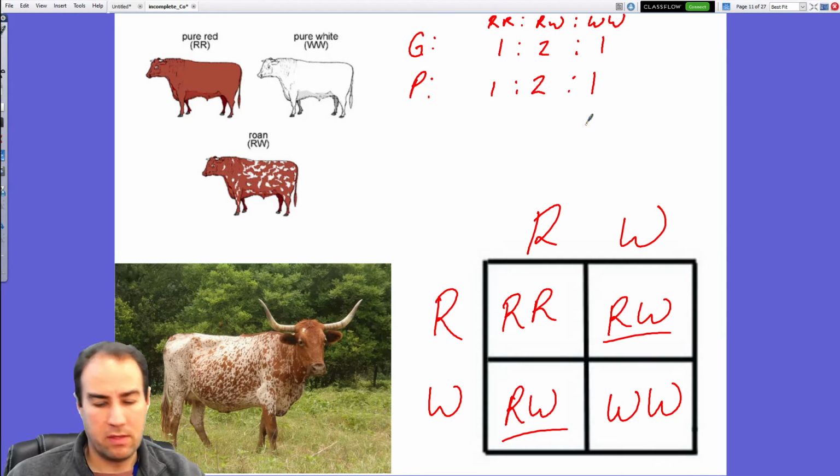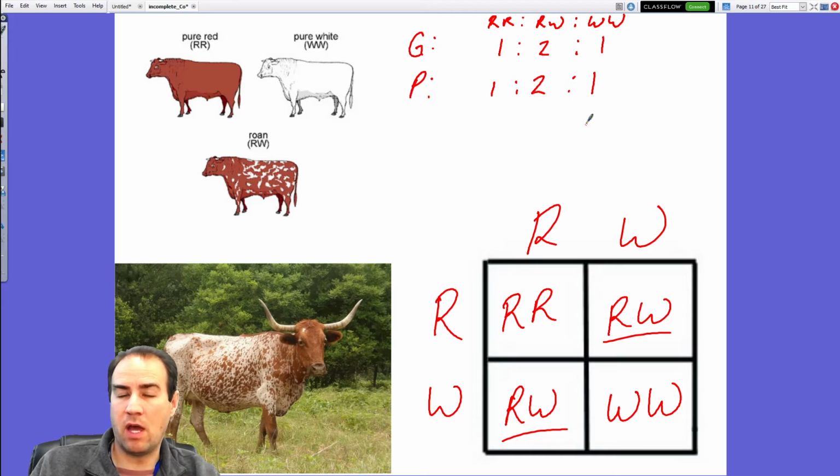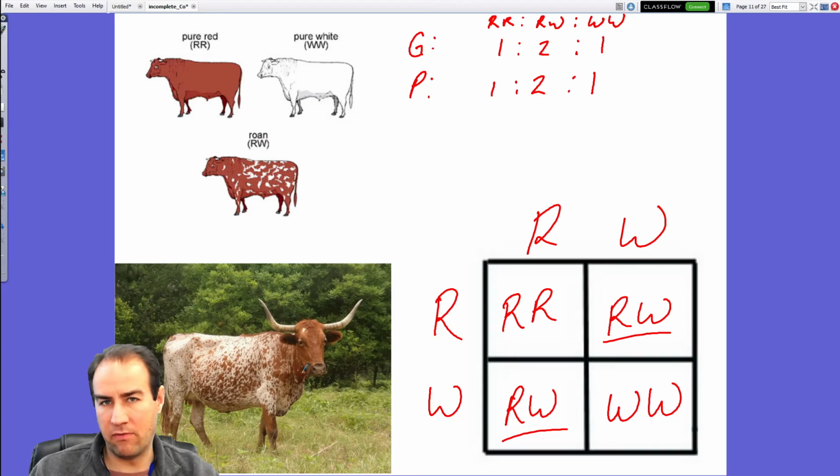So once again, just like incomplete dominance, with codominance the genotypic and phenotypic ratios are identical. But the outcome is different, and so that phenotype will look different than the phenotype with incomplete dominance.